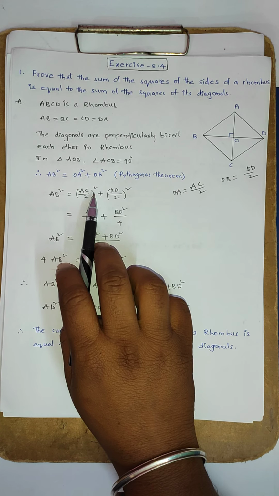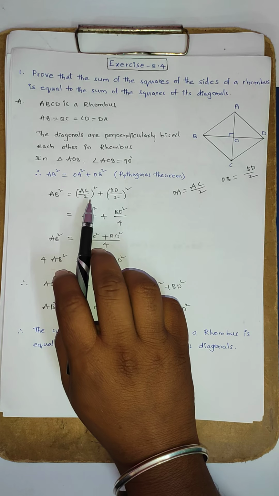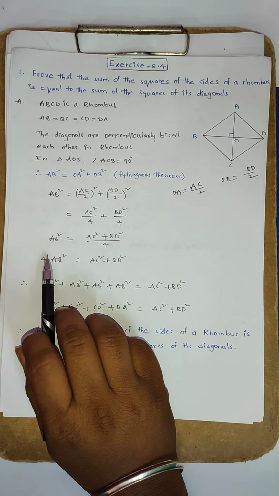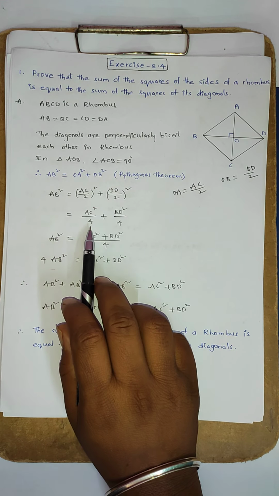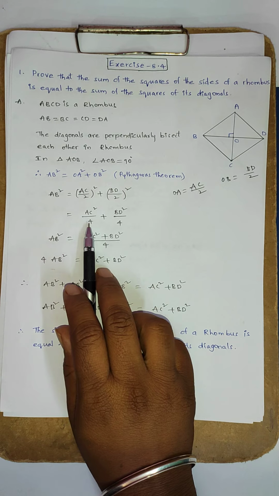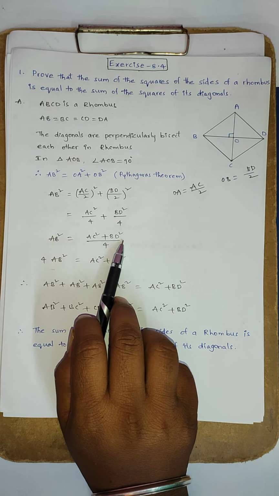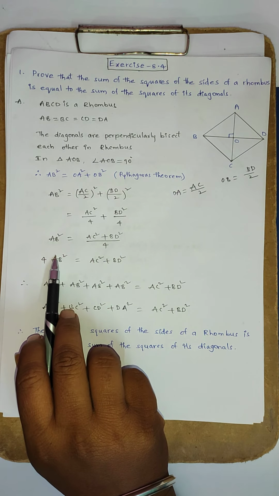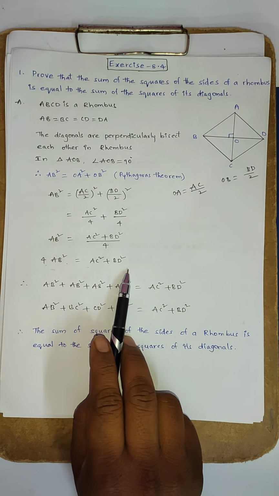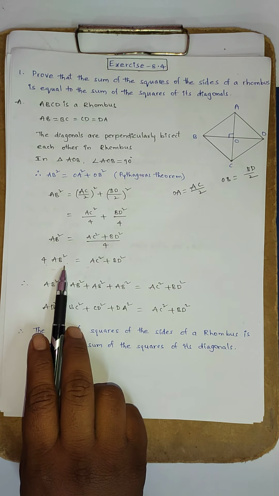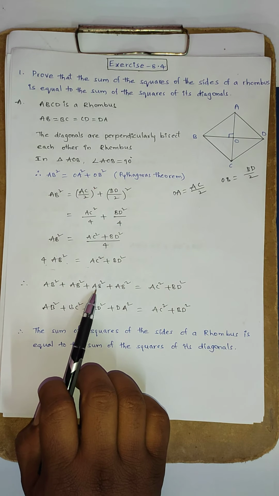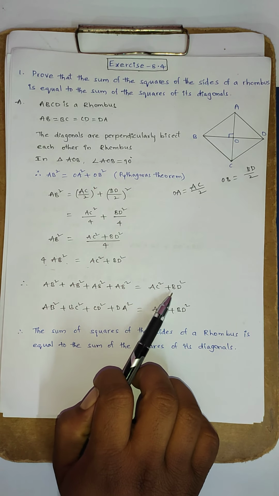The square applies to both numerator and denominator: AC square by 4, BD square by 4. AB square is equal to, both are like fractions with denominator 4, so we directly add the numerators, AC square plus BD square. Moving the 4 across, 4AB square is equal to AC square plus BD square. Now 4AB square means AB square plus AB square plus AB square plus AB square, and their sum is equal to AC square plus BD square.